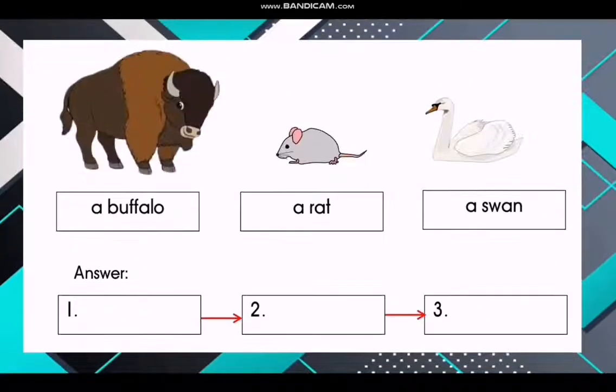The next one, you can see a buffalo, a rat, and a swan. Of course, the smallest animal should be a rat, followed by a swan, and the largest animal here is a buffalo.